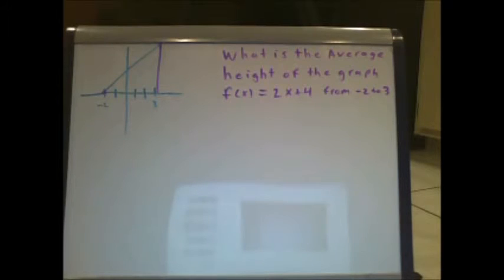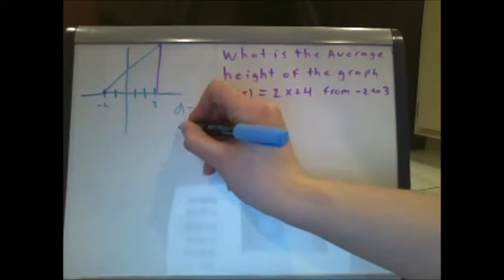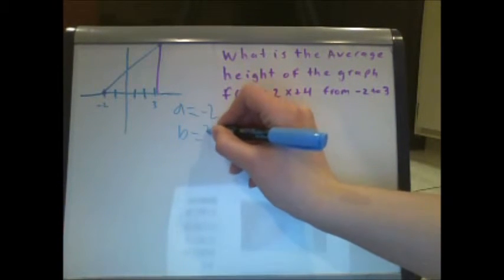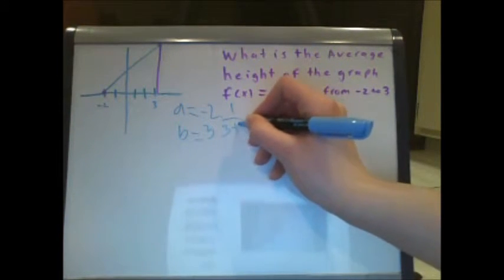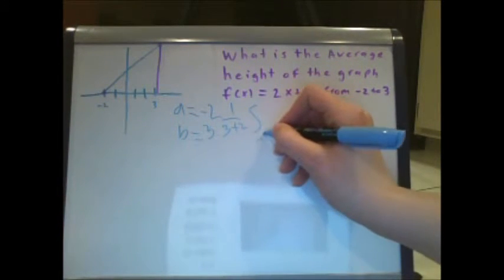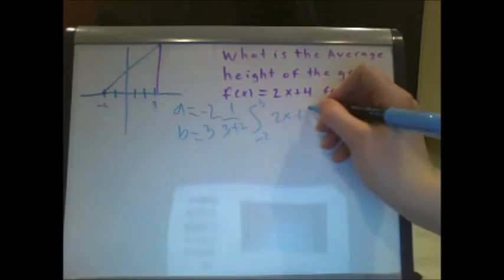Now let's try an example problem. Let's do this problem here. What is the average height of the graph of f(x) = 2x + 4 from -2 to 3? So a is going to equal -2, and b is going to equal 3. If we plug these into the equation, we get 1/(3 - (-2)) times the integral from -2 to 3 of f(x), which is 2x + 4.